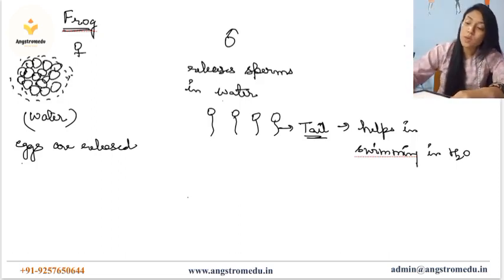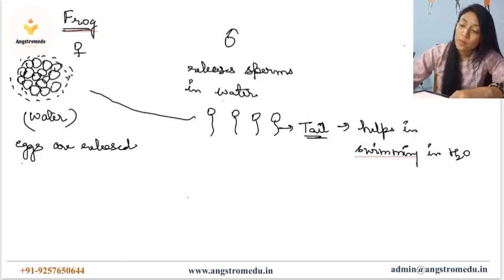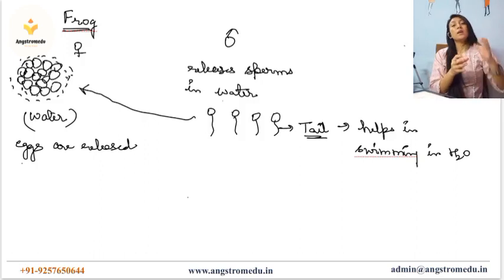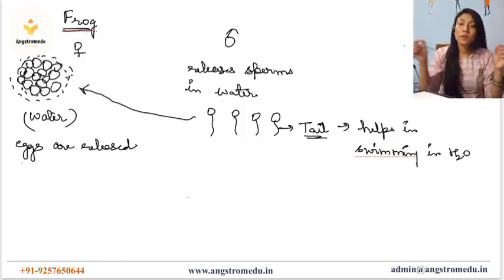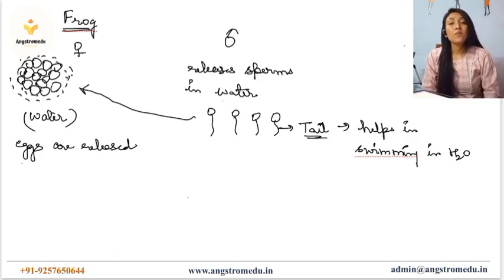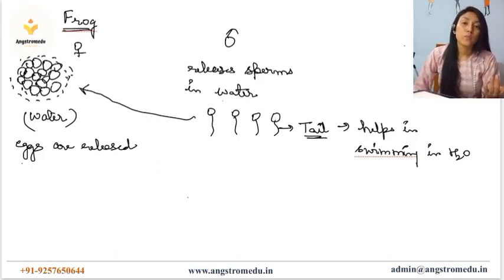The tail helps these sperm to move, to locomote, or to swim in water and reach right to the eggs laid by the female frog. Okay, and then each sperm attaches or fuses with the egg and forms the first cell called zygote. And then after the formation of zygote, the further process of embryo development starts.